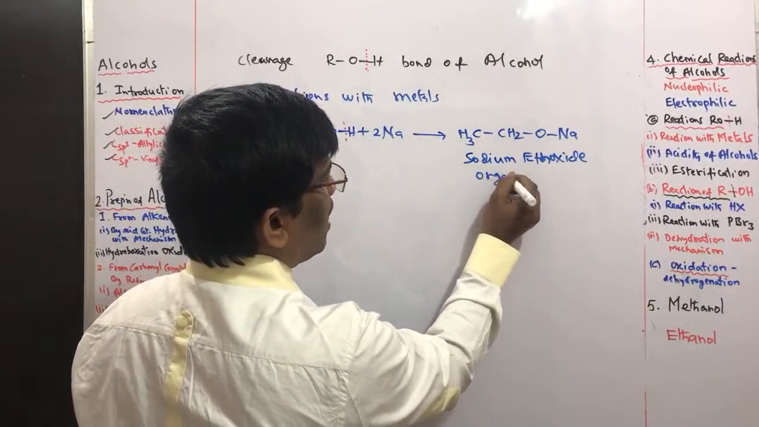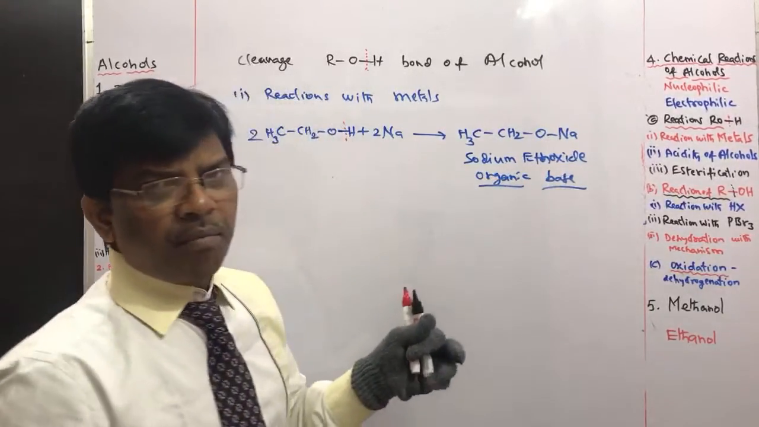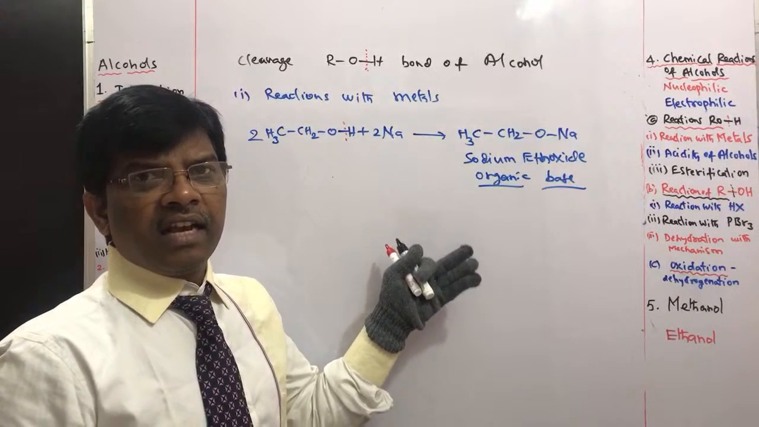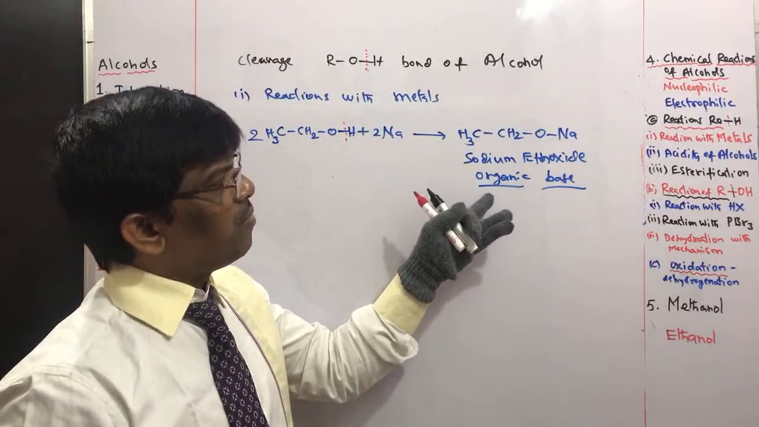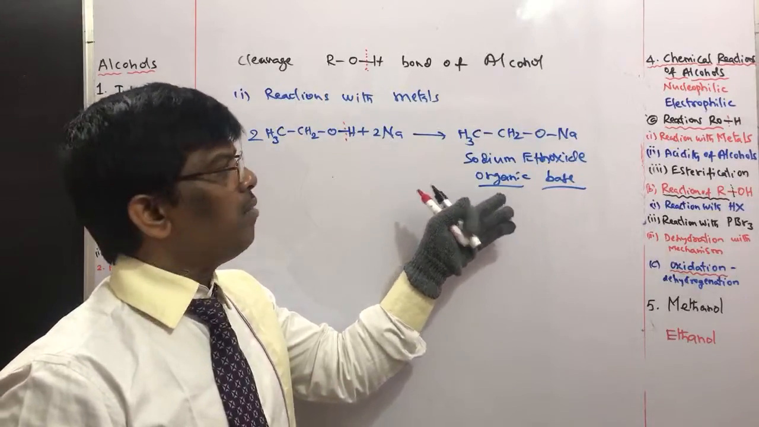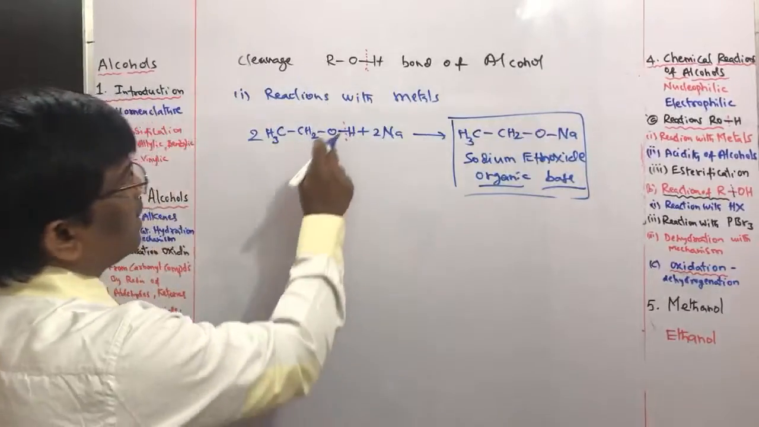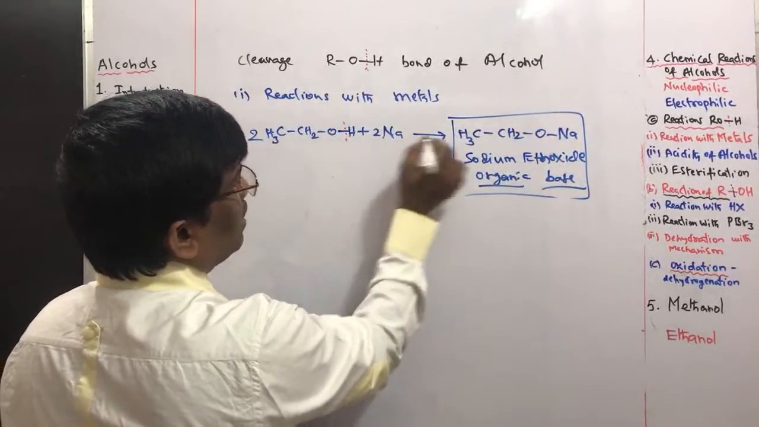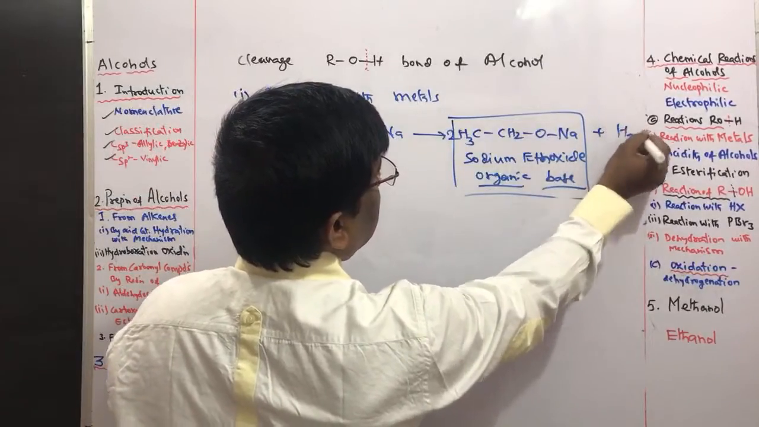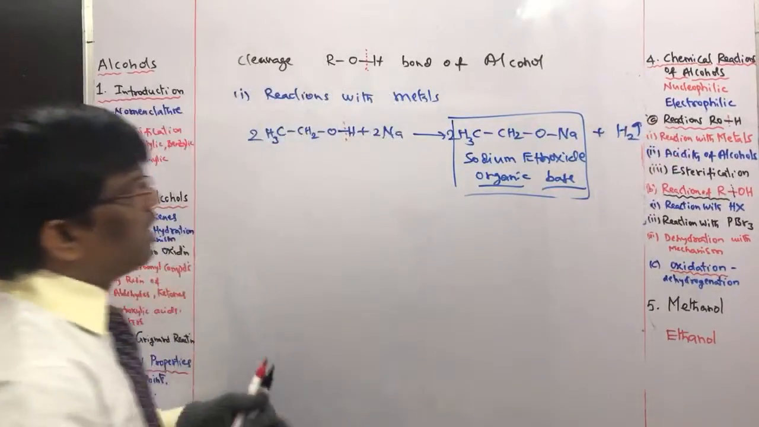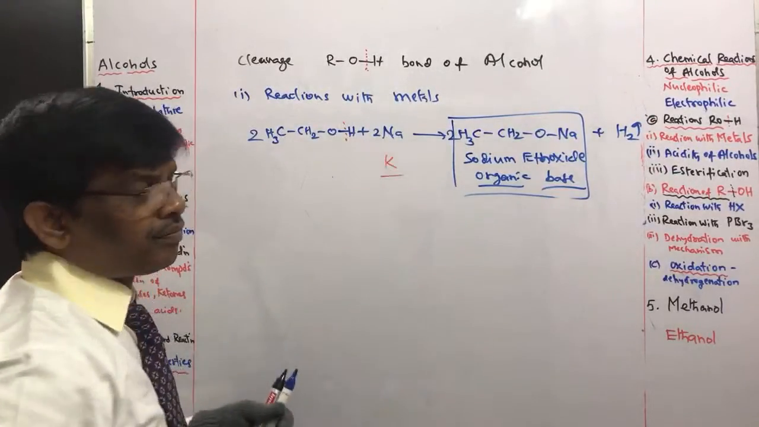This organic base is usually used in a number of reactions. We have learned some named reactions, so this sodium ethoxide is used in named reactions or as an organic base. And since we are using 2 moles, write 2 plus hydrogen is going out. In place of sodium, you can use potassium also.